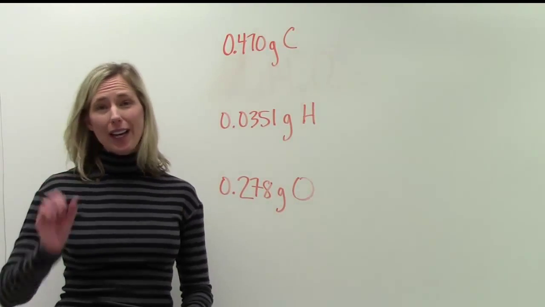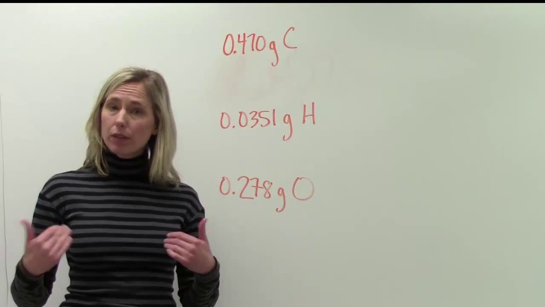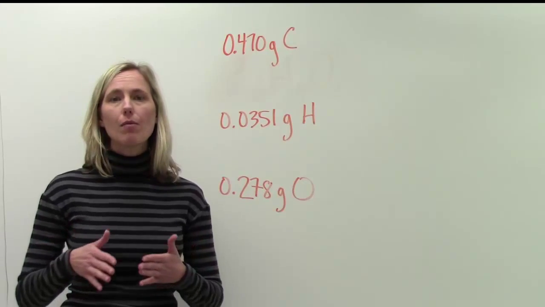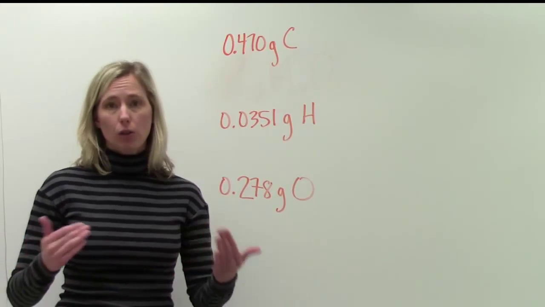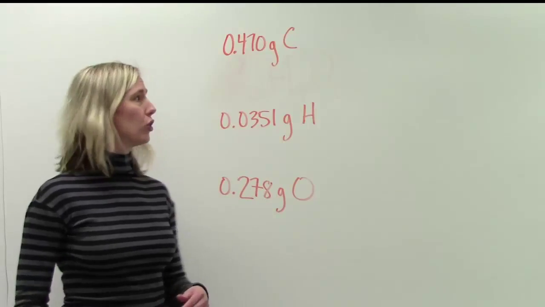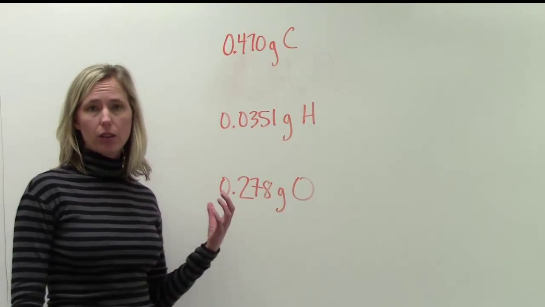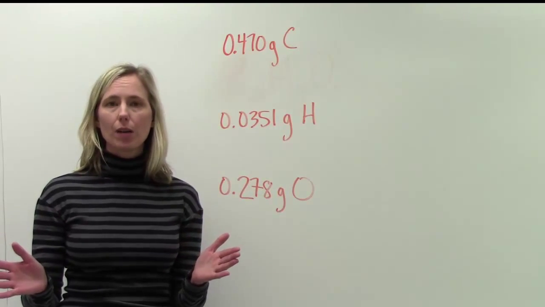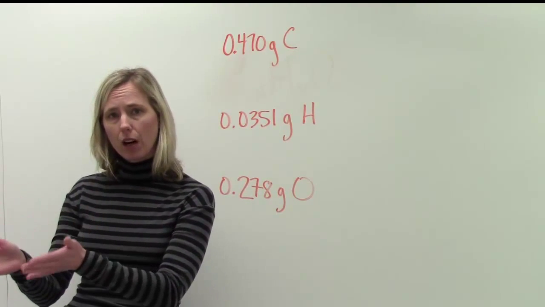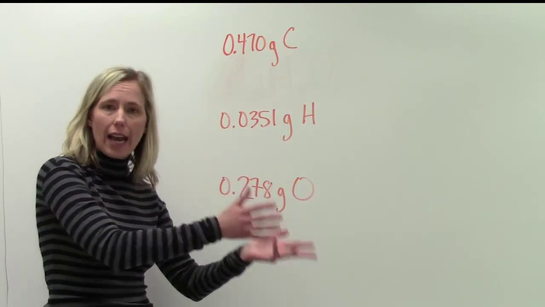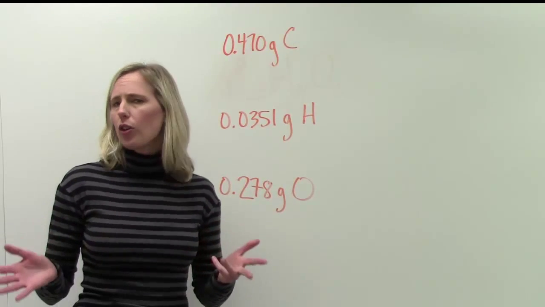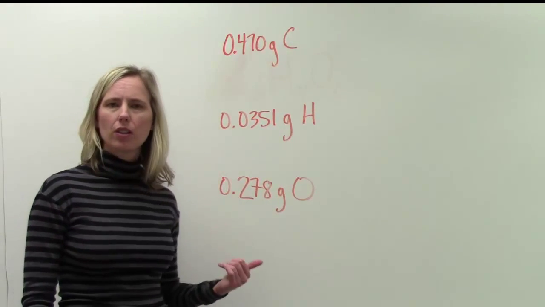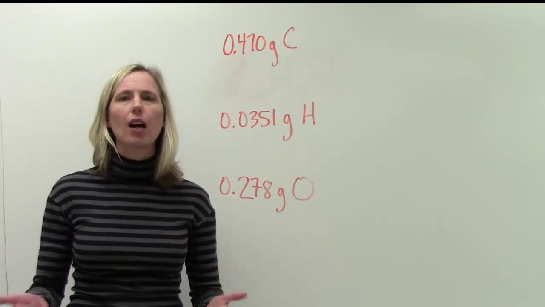All right, so after analyzing the compound, we're able to find out some important information. We're able to figure out how many grams of carbon, grams of hydrogen, and grams of oxygen there are in the compound. And you can see those masses written on the board. Now we need to be able to compare the number of atoms of carbon to the atoms of hydrogen to the atoms of oxygen. Do you think that we can simply compare the grams of each? Would there be any problem with doing that?